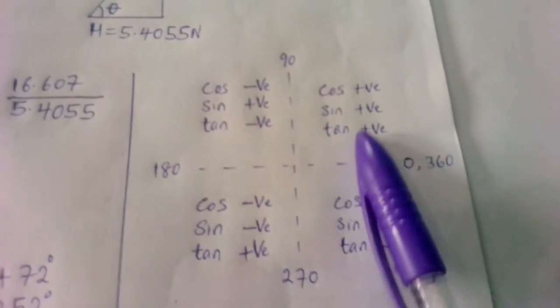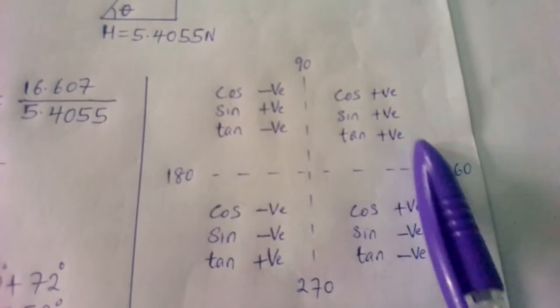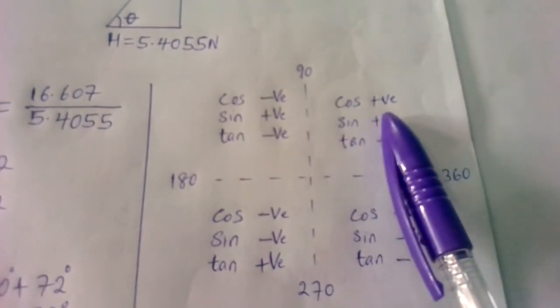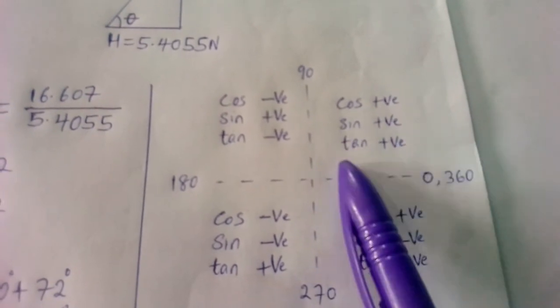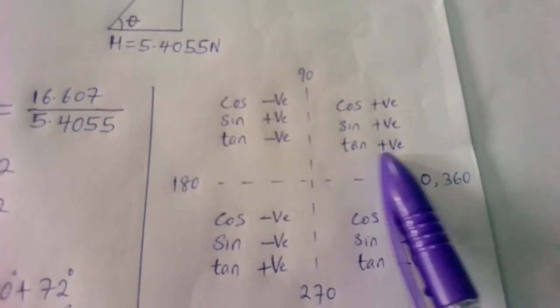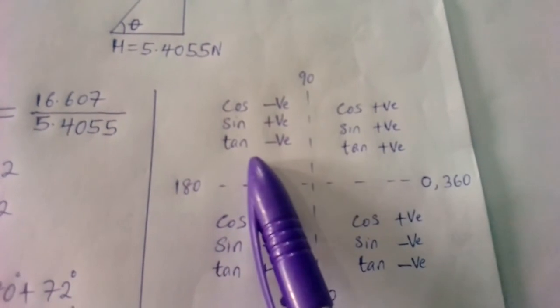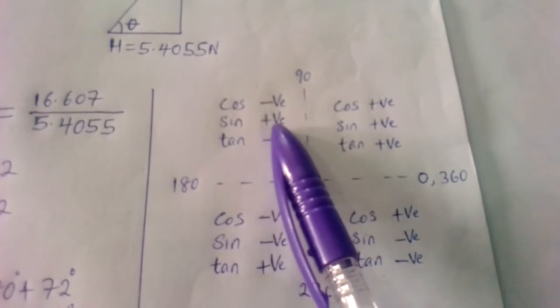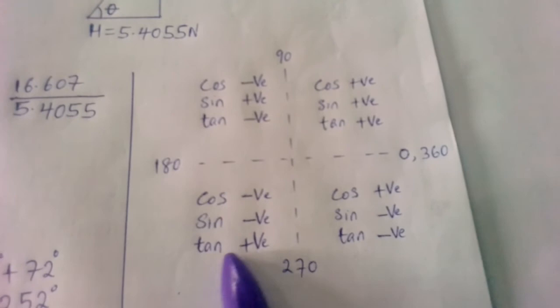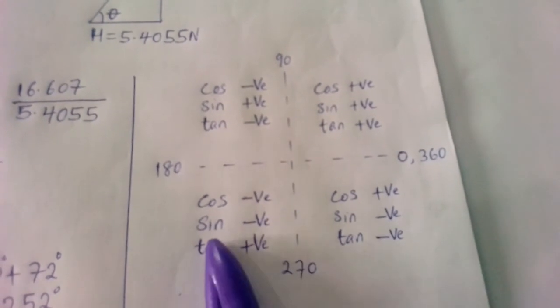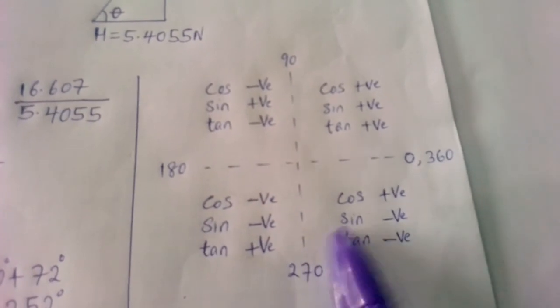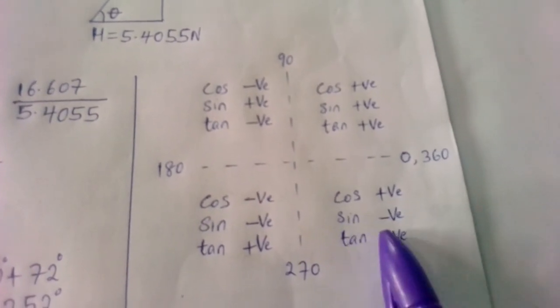Now on the first part of the four cardinal points, cos is always positive, sine is always positive, and tan is also positive. On the second part, we have cos negative, sine positive, and tan negative. Then on the third part, we have cos negative, sine negative, and tan positive. Then on the fourth part, we have cos positive, sine negative, and tan negative.